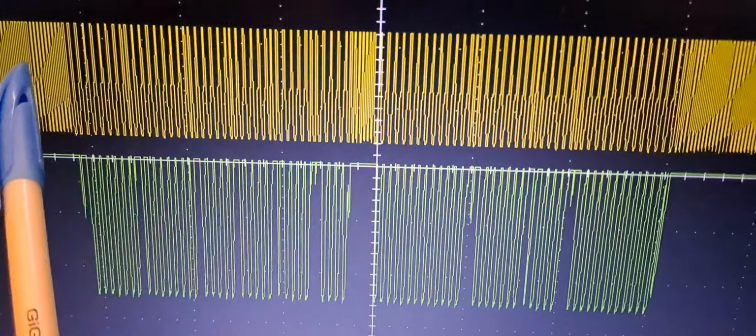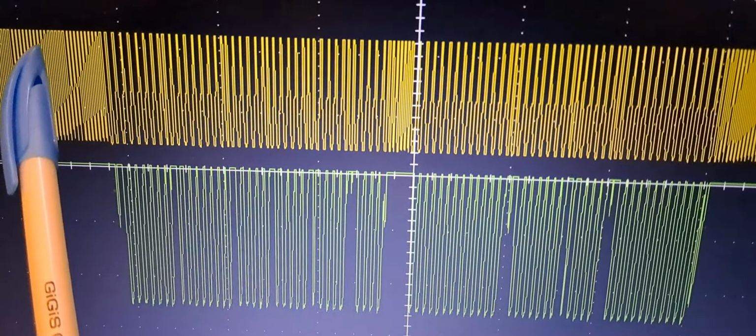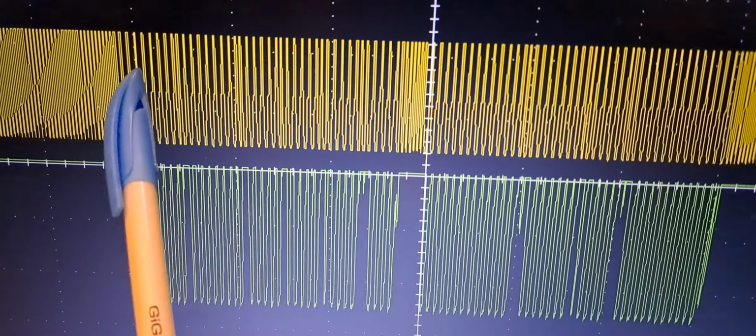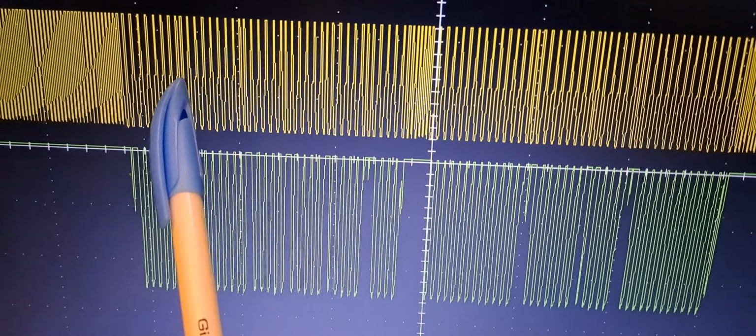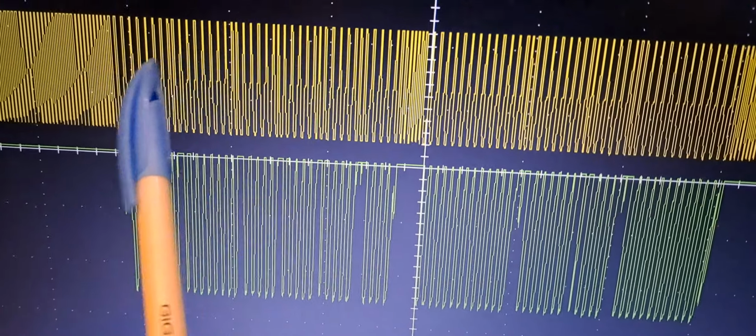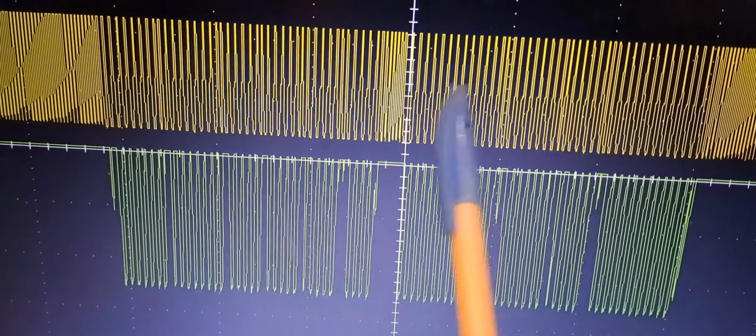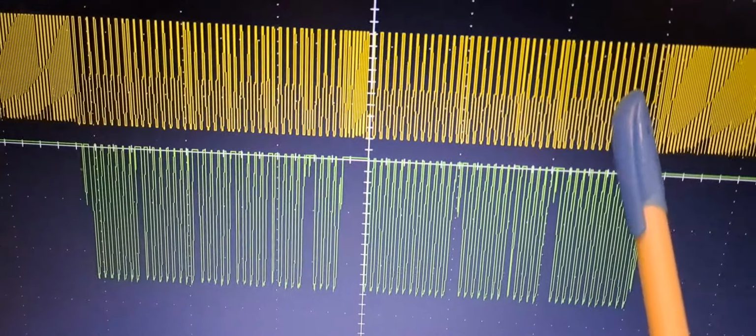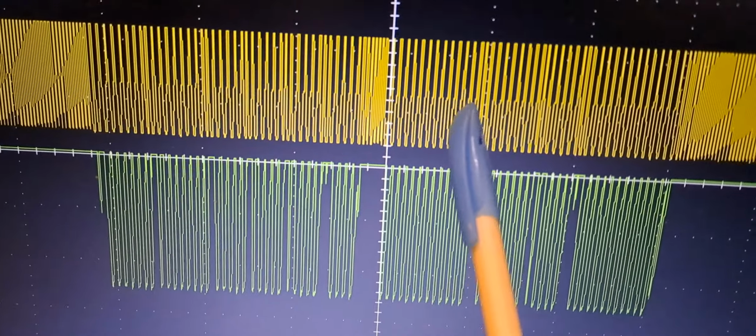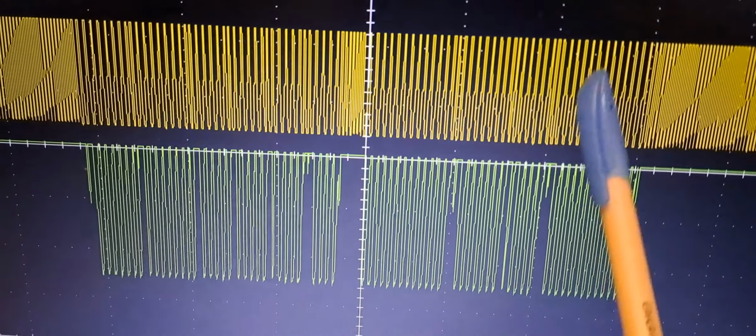Here you can see there are 2 different frequencies. This is the high frequency and this is the low frequency. Here again high frequency comes, low frequency. So data is encapsulated inside with 2 different frequencies. One frequency is denoting logic 0 and the other frequency is denoting logic 1.